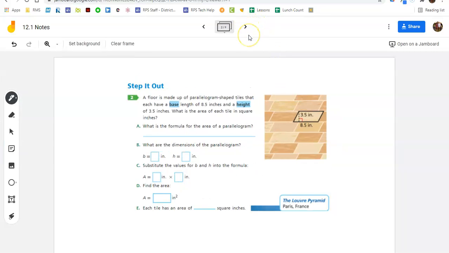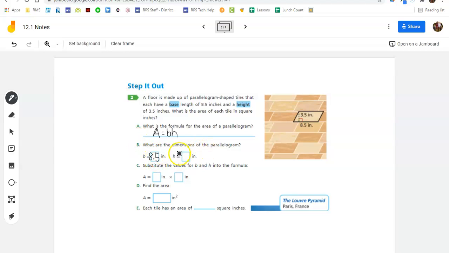Okay, let's look at number 2. You can find this on page 379. A floor is made up of parallelogram-shaped tiles that each have a base of 8.5 and a height of 3.5. What is the area of each tile in square inches? So what is the formula? Our formula is A equals base times height. The dimensions, the base is 8.5.